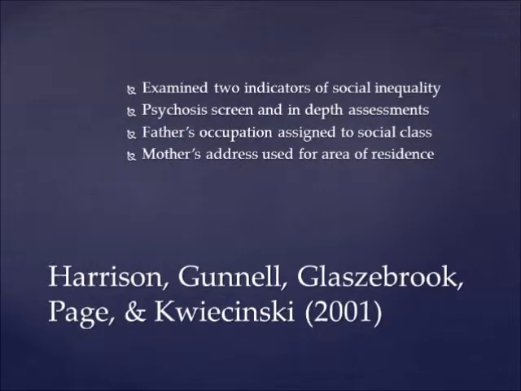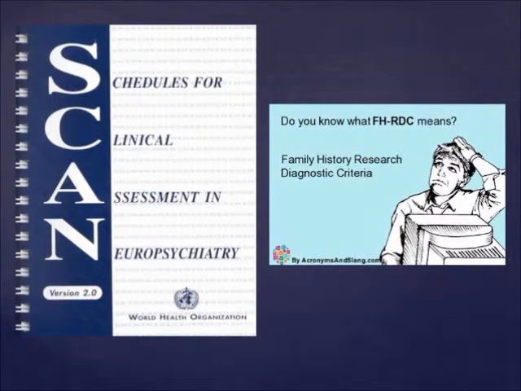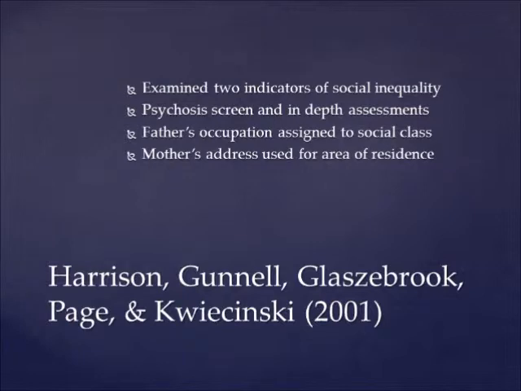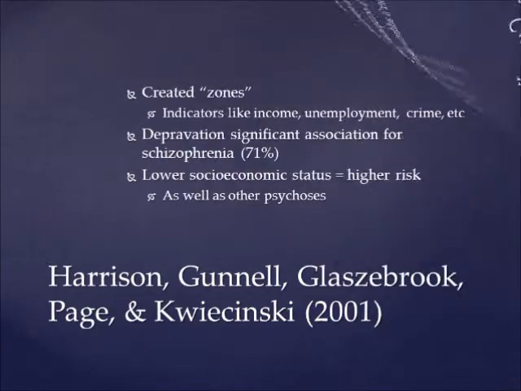Harrison, Gunnell, Glazebrook, Page, and Kaniewski examined the role of the environment on the development of schizophrenia. What they did is they specifically examined two indicators of social inequality at birth: social class and the area of residency. Participants for this study were identified using a psychosis screening known as the Schedules for Clinical Assessment in Neuropsychiatry and other in-depth assessments such as the Family History Research Diagnostic Criteria. The father's occupation was used to determine the social class, while the mother's address was used to determine the location of residence. Zones were then created to measure the level of deprivation. Such indicators that were used were income, unemployment, crime in the area, housing, among many different indicators.